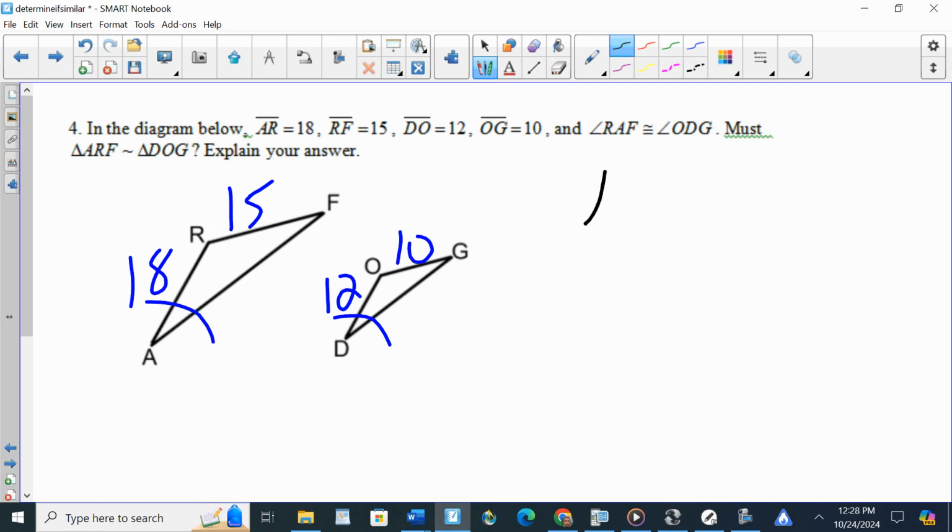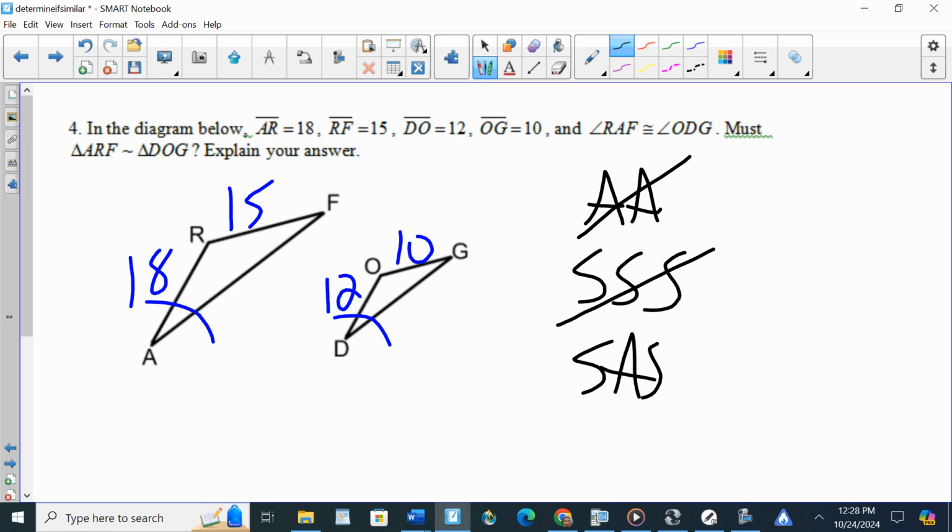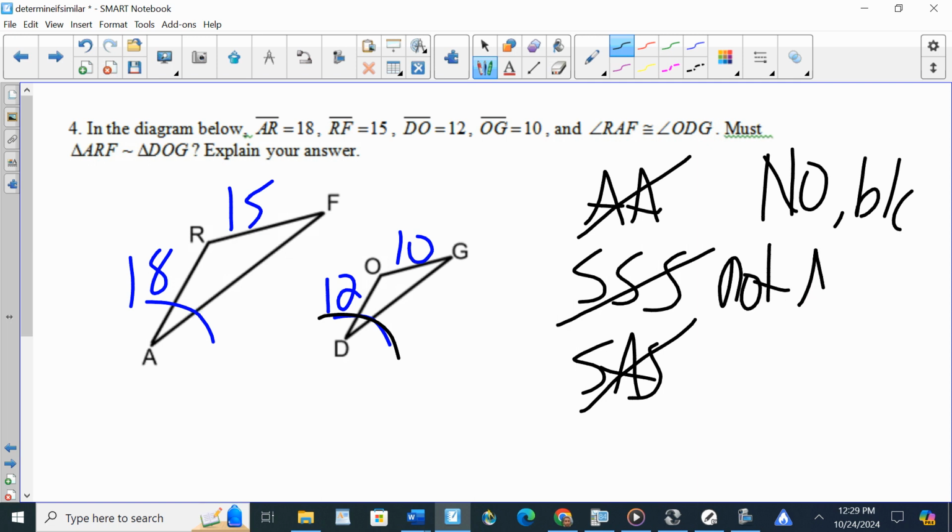Can't be AA because I don't have two pairs of corresponding angles. It can't be SSS because I don't have three pairs of corresponding sides labeled. And it's not SAS because the angle that's marked is not the angle that's in between the two sides. Therefore, no. And your explanation could be because it's not AA, SSS, or SAS. If it's not one of those three, then we can't state that the triangles are similar.